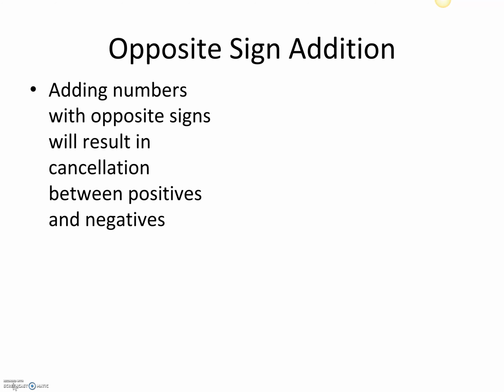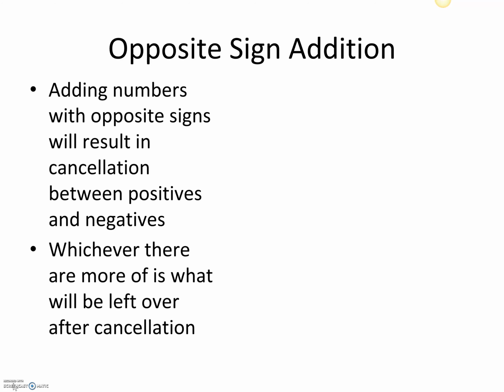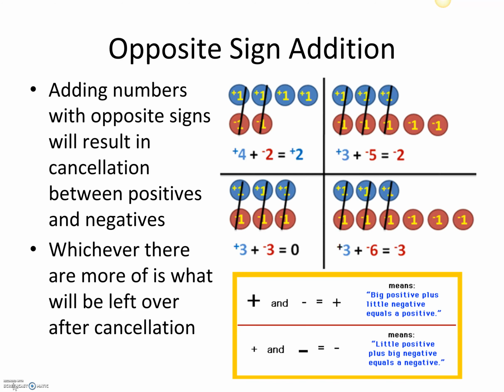Opposite sign addition, on the other hand, is a little more complicated. Adding numbers with opposite signs will result in cancellation between positives and negatives. And then whatever there's more of left over will be the sign after cancellation. So let's look at this picture right here.